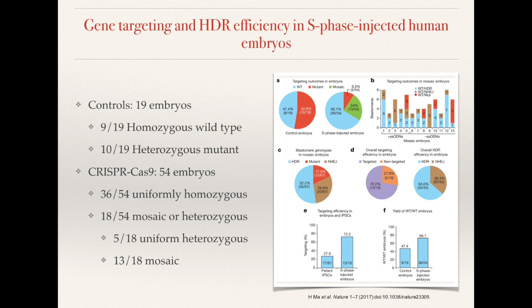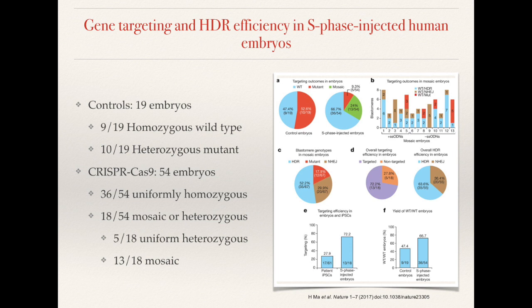The results of this showed that there was a 97.1% survival rate, and the development rates were similar to those of the control embryos. There were 19 control embryos analyzed. Of these embryos, 9 were homozygous wild-type and 10 were heterozygous mutant. This was expected because 50% of gametes inherit a mutated gene.